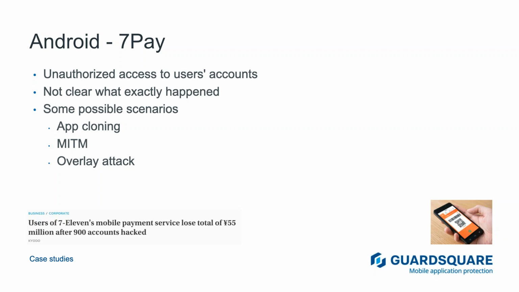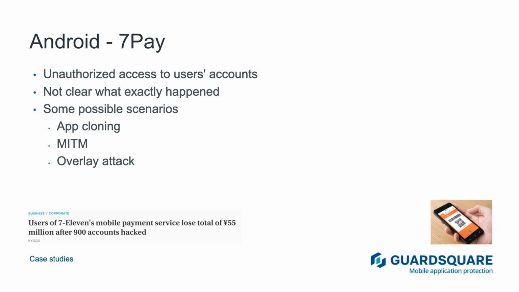Another example for Android is the 7Pay app. The app fell victim to an attack where there was unauthorized access to users' accounts. It was a payment app, and the users lost a lot of money in total. It's at the moment not really clear what exactly happened here, or how the attack was performed, but some possible scenarios might be the following. Somebody could have probably cloned the app, distributed it through different channels, and some users might have believed that it was the real app, entered their credentials, and their credentials therefore got stolen.